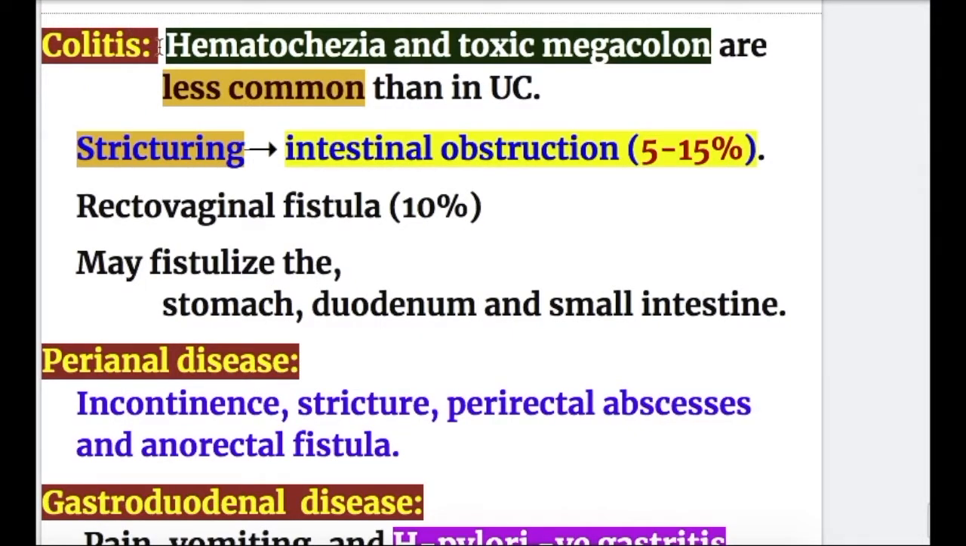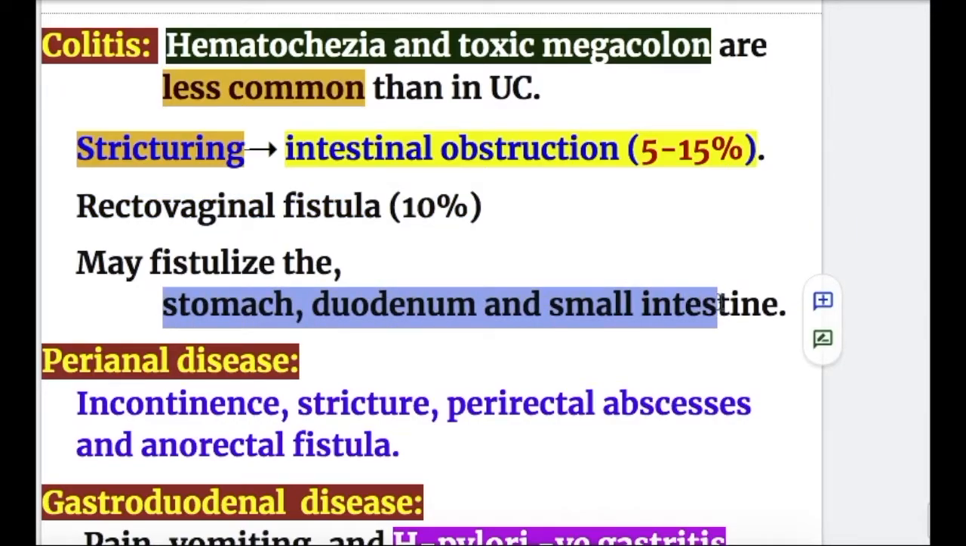Now, colitis. Features in colitis: hematochezia and toxic megacolon are less common than in ulcerative colitis. Stricturing in colitis leading to intestinal obstruction occurs in 5 to 15% of cases. Rectovaginal fistula occurs in 10% of cases, and it may fistulize to the stomach, duodenum, and small intestine. So in colitis, fistula may occur to many organs including vagina, stomach, duodenum, and small intestine, and there may occur intestinal obstruction in 15% of cases. But hematochezia and toxic megacolon in Crohn's disease colitis are less common.